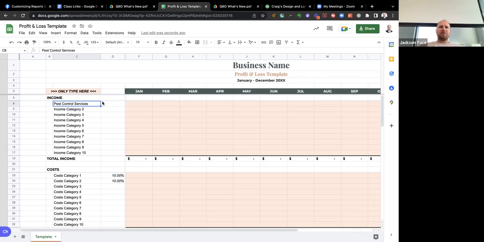If you live in St. George, there's plenty of bugs. Got to get them sprayed about every month. But that's what they're doing as far as one of the services that they provide.